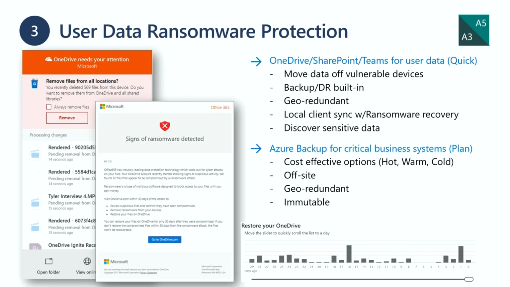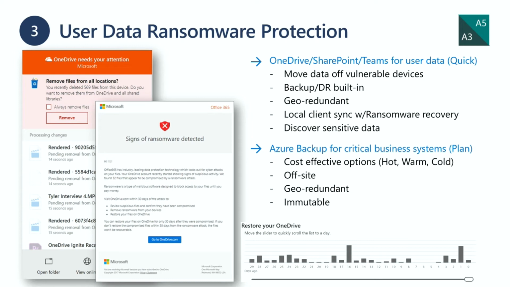It's now discoverable. You can find out where you have sensitive content. It's protected. If that device was hit with ransomware, you can roll it back. OneDrive's versioned. And you can go back to a point in time on your OneDrive before the ransomware occurred to get you back in good standing. And it's quick and it's easy.